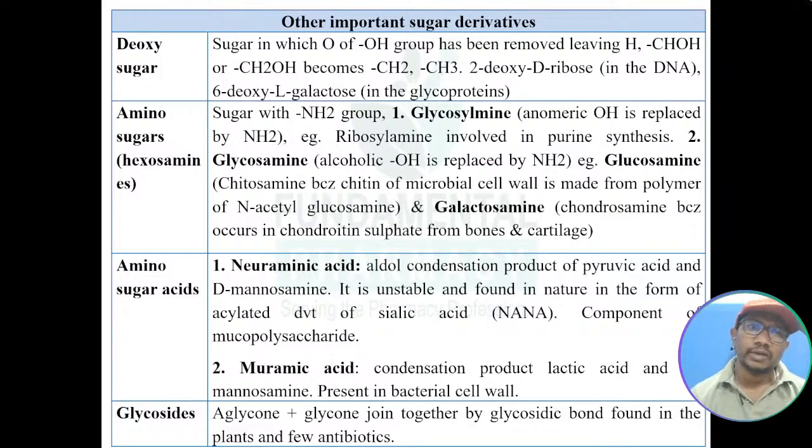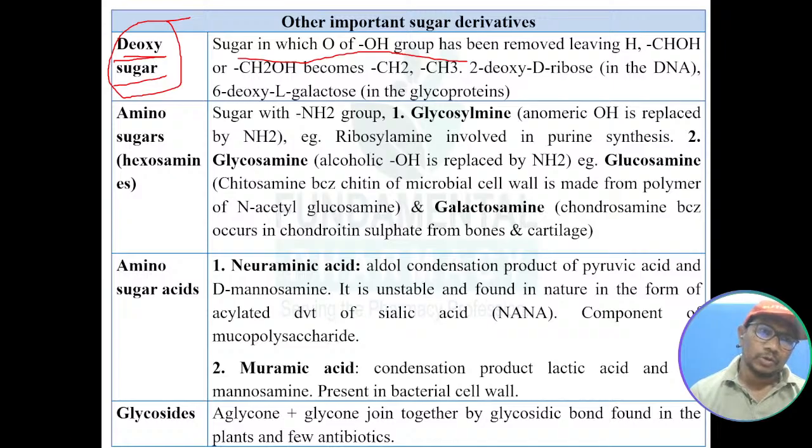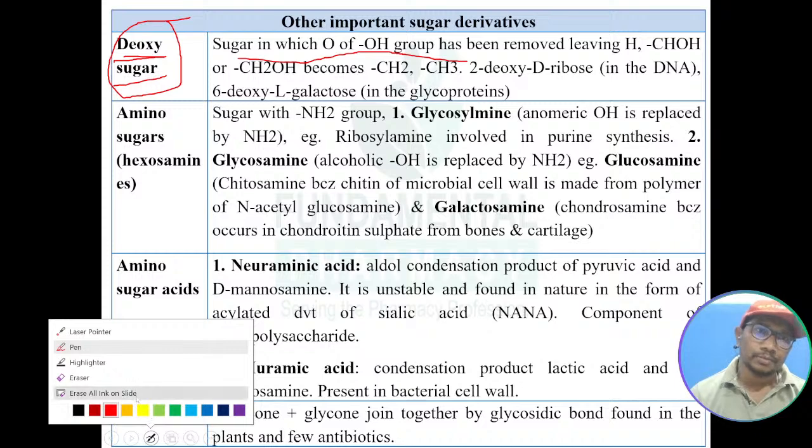Another important sugar derivative, और बाकी शुगर्स के डेरिवेटिव कौन से हैं, so another important derivative of sugar, there is a deoxy sugar. What do you mean by deoxy sugar? As the name indicates, deoxy means removal of oxygen. So sugar in which the oxygen of hydroxyl group has been removed. So deoxy sugar मतलब क्या है? Sugar from which the oxygen of OH group is removed.